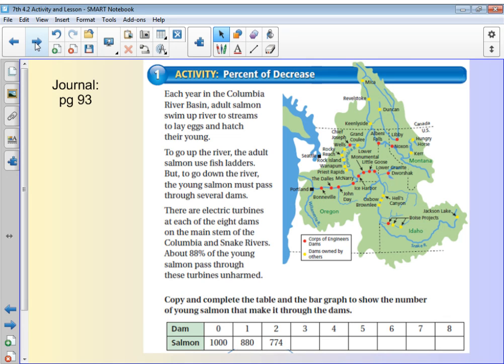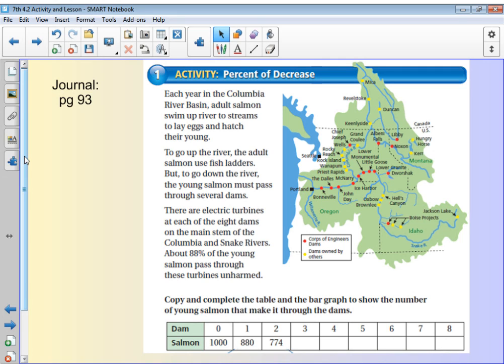And we're going to go ahead and read through this activity and work through this one together. It says, each year in the Columbia River Basin, adult salmon swim upriver to streams to lay eggs and hatch their young. To go up the river, the adult salmon must use fish ladders, but to go down the river, the young salmon must pass through several dams. There are electric turbines at each of the 8 dams on the main stem of the Columbia and Snake Rivers. About 88% of the young salmon pass through these turbines unharmed.